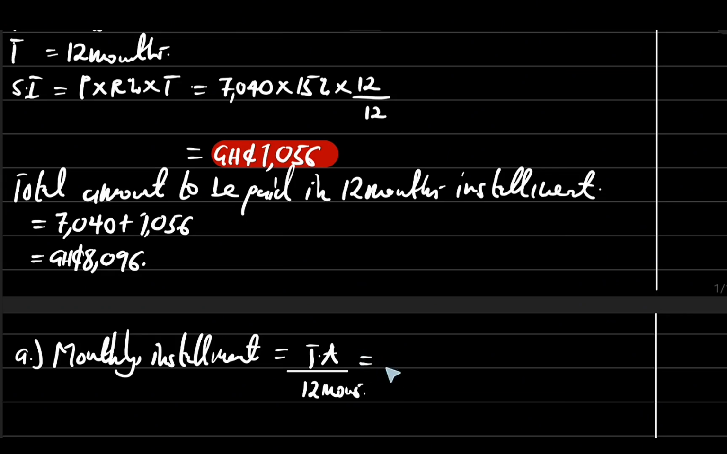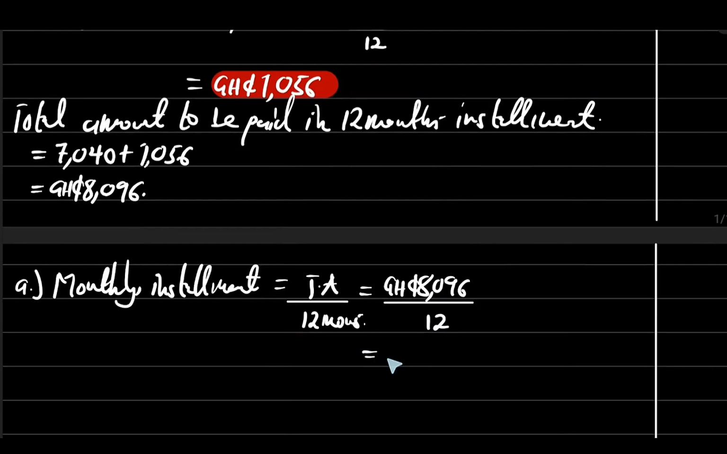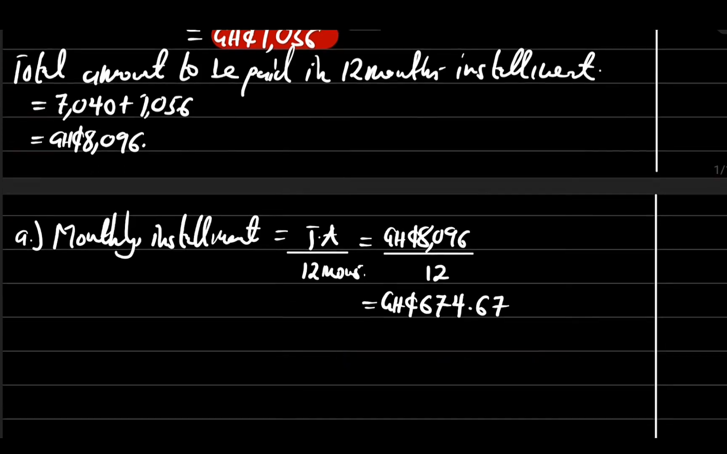Okay. So total amount here was given as what? Per calculation, we had 8,096. Divide this by 12 months. Supposed to get a value of 674.67 currency in 2 decimal places, and you are good to go. So that is going to be the monthly installment for this arrangement.